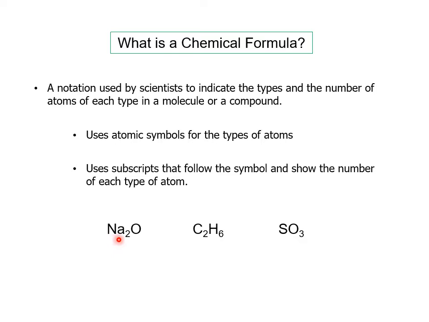And what you notice is that following each of the symbols, there is a subscript. In this case, there's no subscript present. If there's no subscript present, it means that it's a 1, not a 0, but a 1. The subscript indicates how many of that atom are present. So the subscript follows the element symbols. So the 2 here represents that there's 2 sodiums present and 1 oxygen present. Here we have 2 carbons and 6 hydrogens. Here we have 1 sulfur and 3 oxygens.